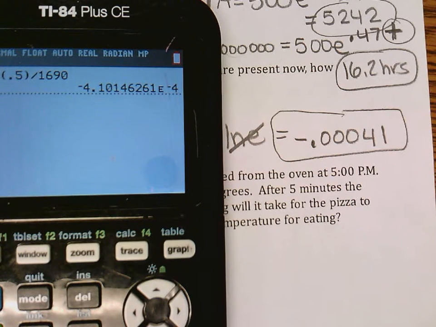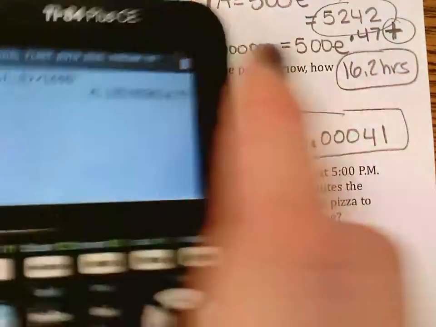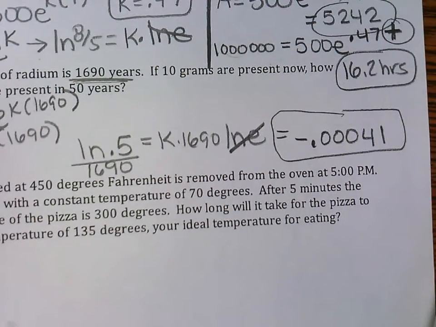Okay, so now that you have K, try to solve for that next part of the problem. If you have 10 now, how much will you have in 50 years? 50 is like a drop in the bucket of this 1690. So you're going to have almost all of it still left.